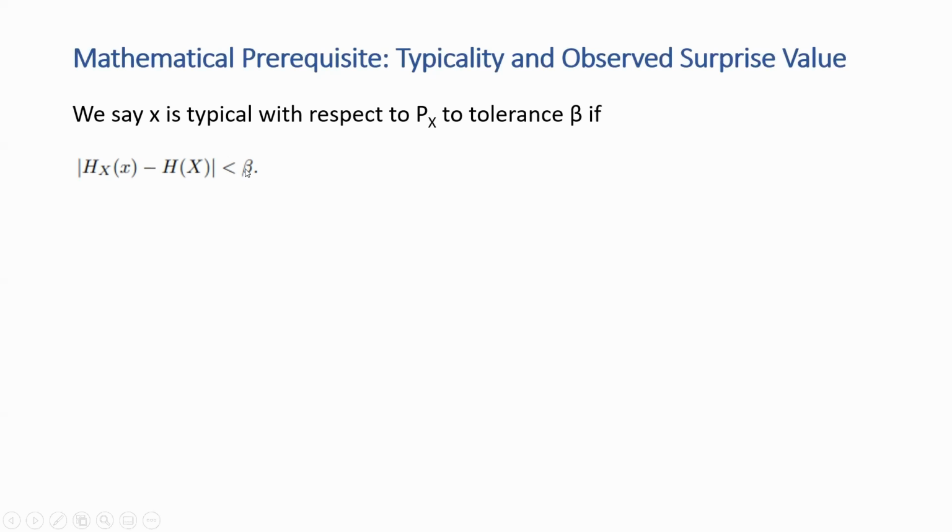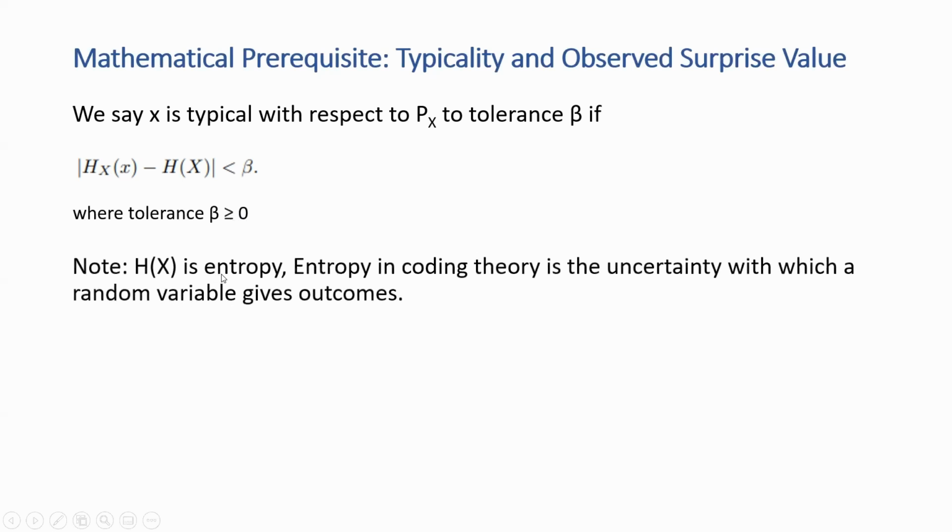Now wondering what beta is? Beta is just a tolerance and its value should be greater than or equal to 0. Now we know that this h is the observed surprise value. What about this H? This H is nothing but entropy. And entropy in coding theory or information theory is the uncertainty with which a random variable gives an outcome.